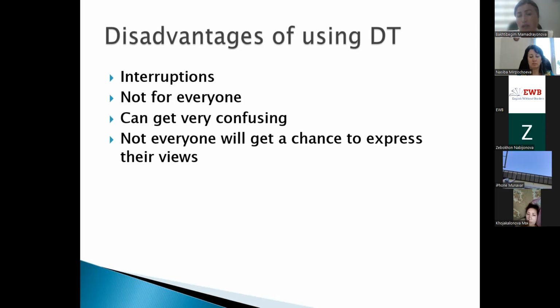Not everyone will get a chance to express their views, of course, because of interruptions. It happens. Maybe the time limit didn't give them a chance to express their views. They wanted to express, but they didn't have a chance, or dominant students didn't let them express their views. And there are some other dozens of disadvantages of using discussion technique.